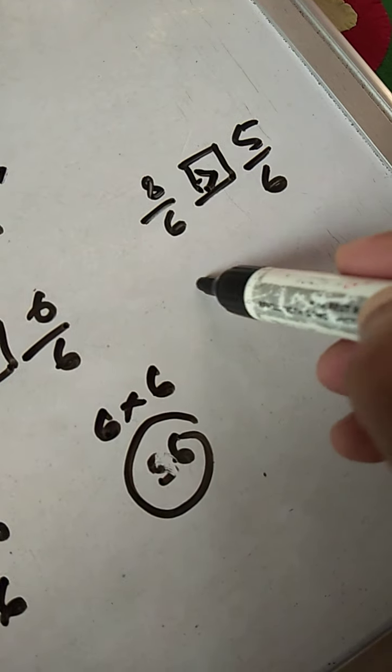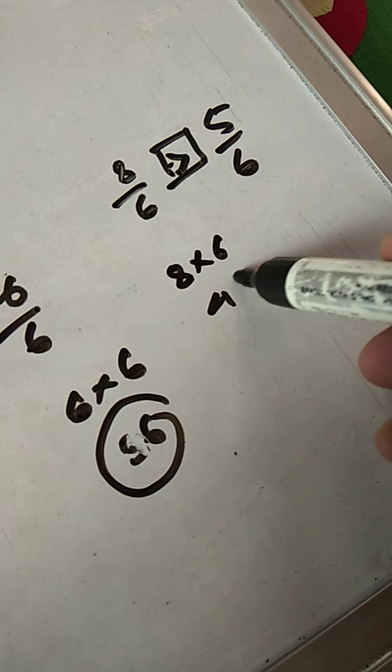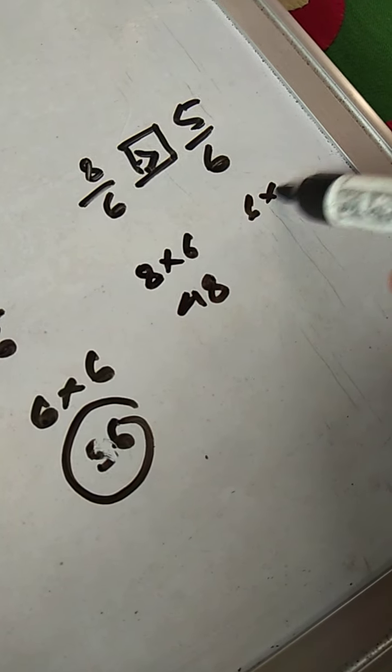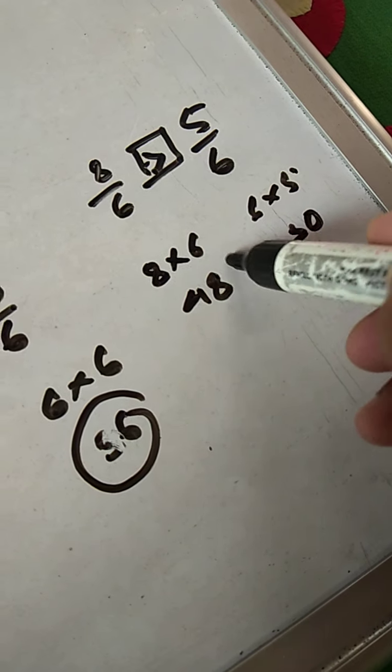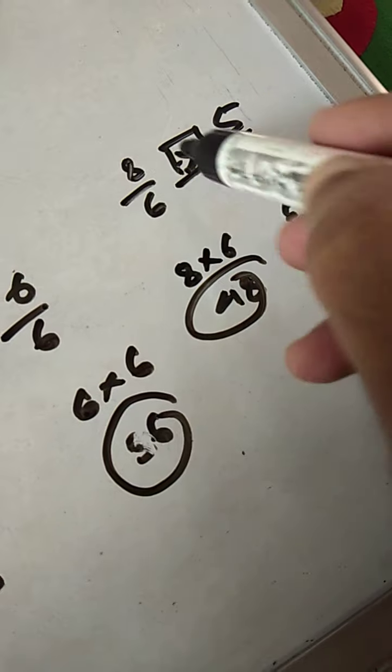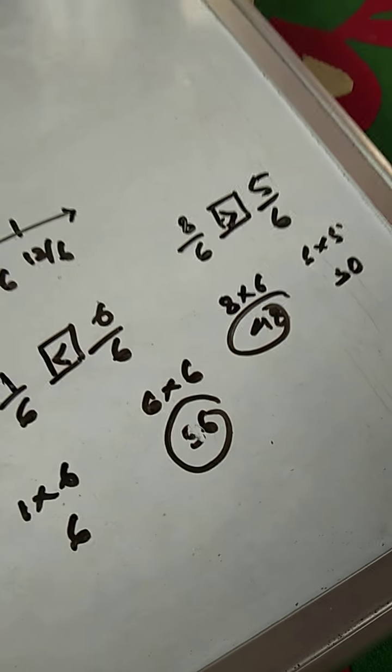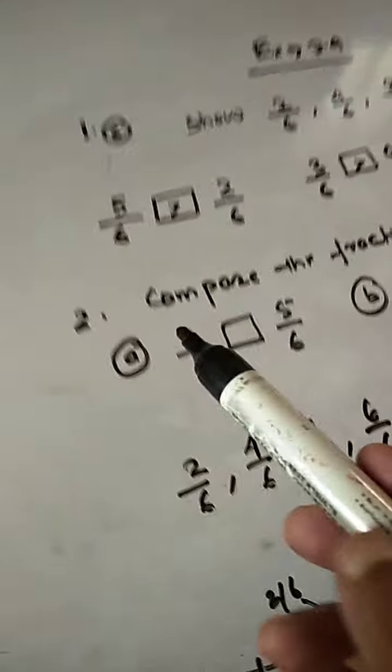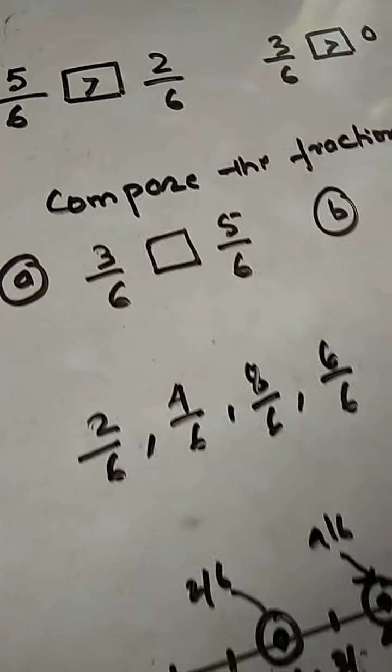That is 8 into 6. 8 into 6 is what? 48. And 6 into 5 is what? 30. So which side is greater? 48. That is left hand side. So 8 by 6 is greater. So 8 by 6 is greater than 5 by 6. Okay, so same thing we'll do with question number 2 also.